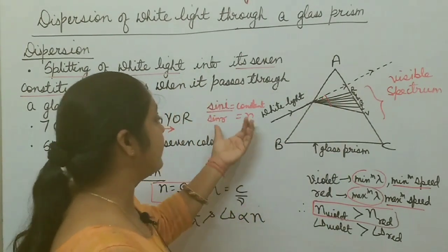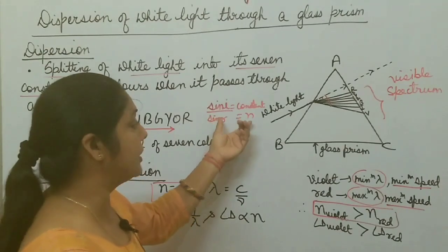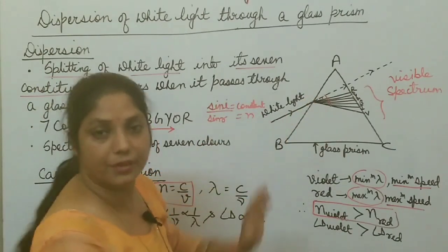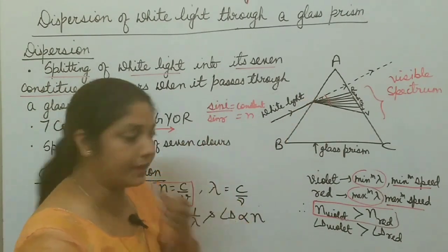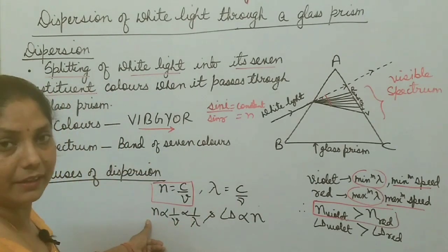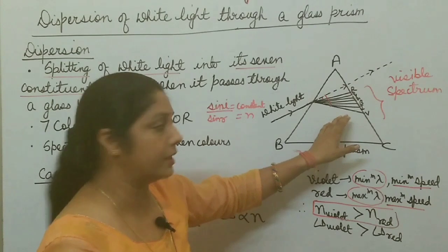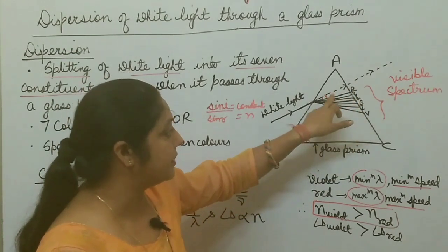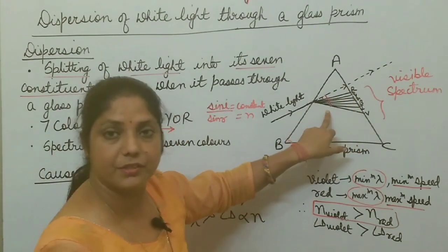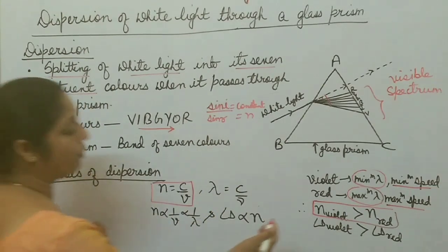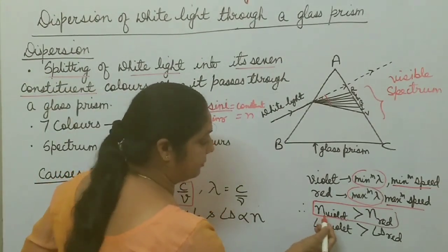So this is the reason why dispersion takes place, because refractive index for different colors is different, and due to the change in refractive index, deviation of different colors of light is also different. Red color deviates least and violet color deviates most. Why? Because violet color has maximum refractive index.